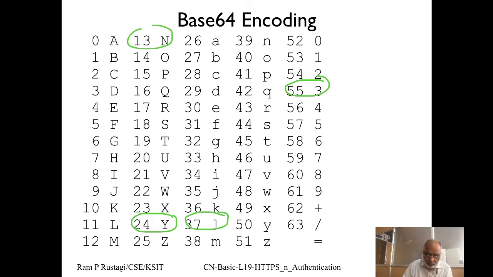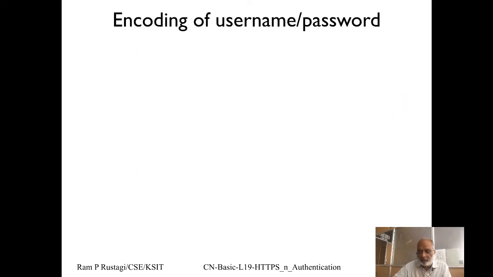So this is the first one, this is the second one, this is the third one, and this is the fourth one. So CSE will be encoded as capital Y, then a 3, then capital N, and then small case l. This is how CSE would be encoded into Base64 encoding.